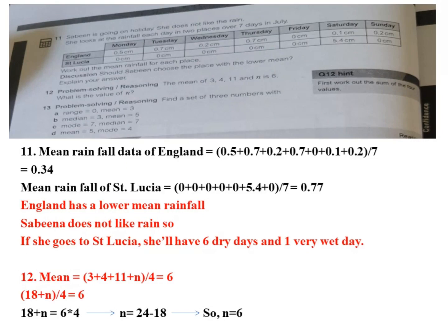So kids, let's take a look at question number 11 of the book. First, we need to find the mean rainfall in England. Adding the values given in the England column, we can find the mean rainfall. The answer is 0.34 centimeters. Similarly, we can find the mean rainfall of St. Lucia, as I told you, it is in the slide. The answer is 0.77 centimeters.